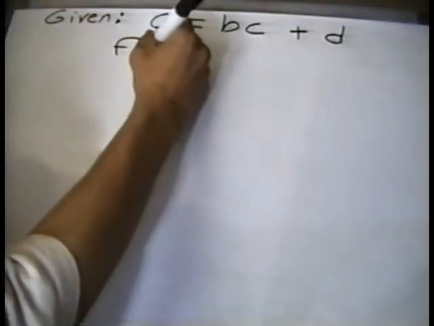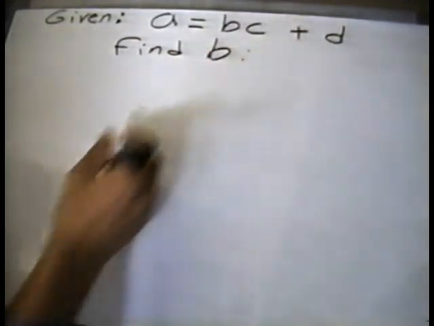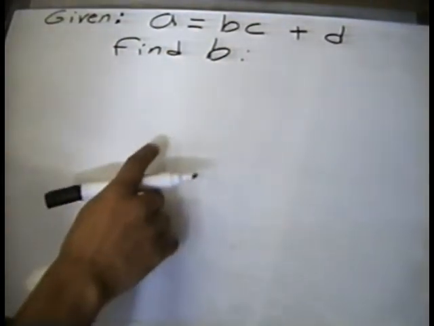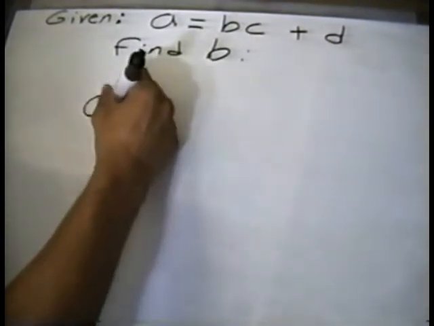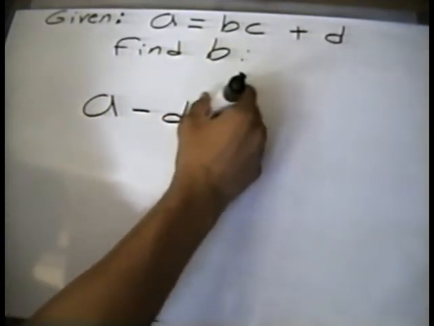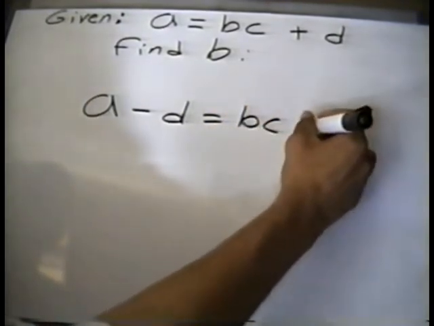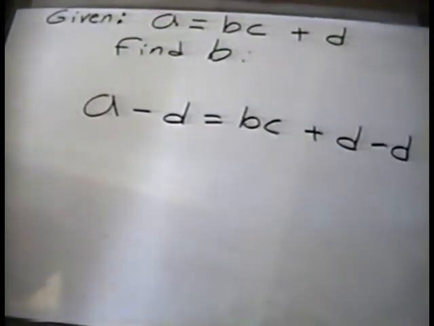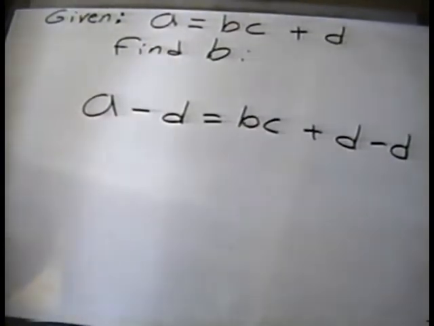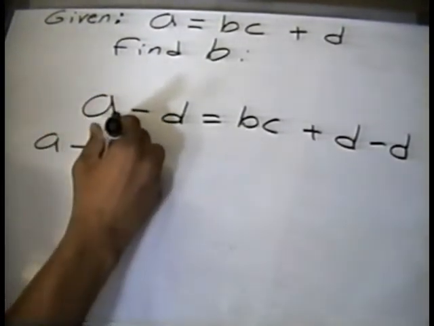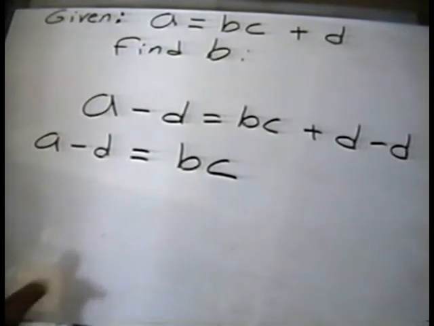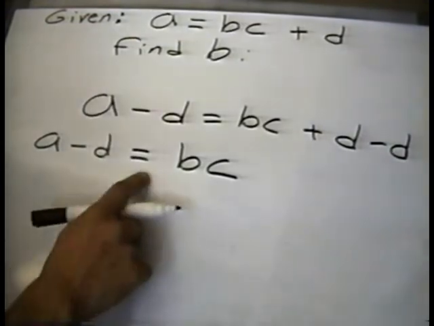So let's say we want to find B. Let's find what B is. Find B, given the formula. So I have to remove everything but B. So first we have to get rid of D. I have to subtract D from both sides of the equation, like so. Okay? And then you get A minus D equals BC.